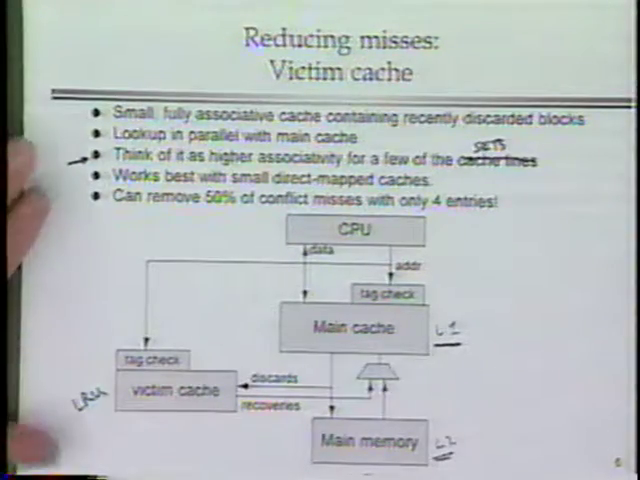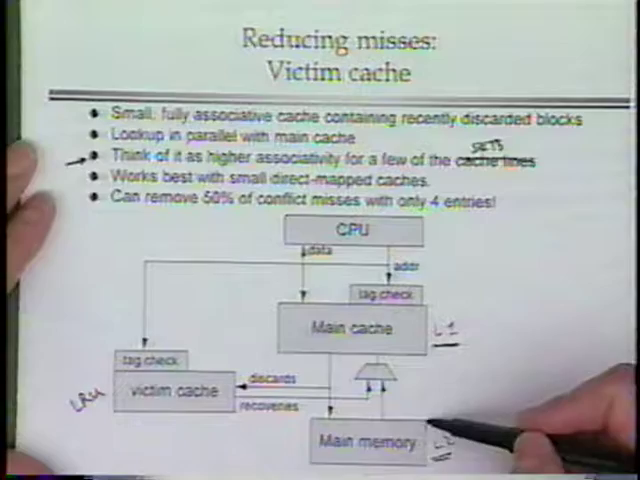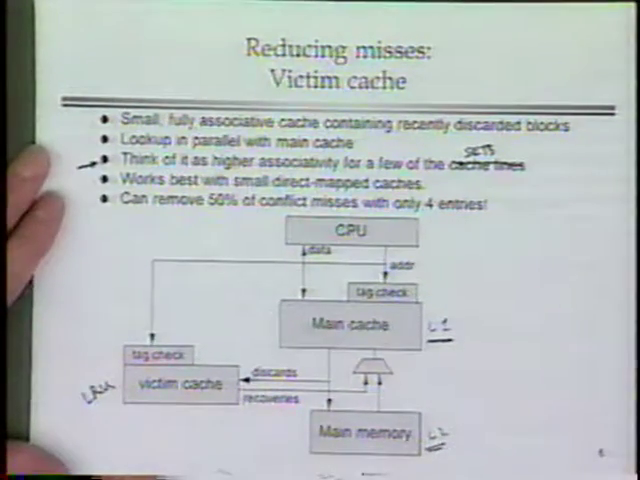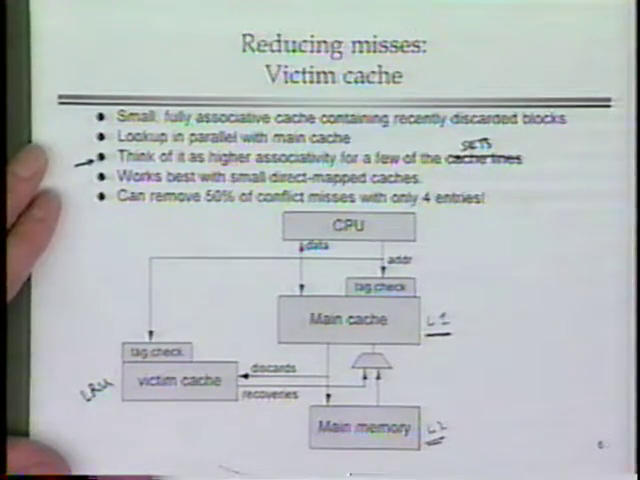They tend to be even slower. So it's often a big win. In fact, I'm not sure whether the 21164 has a victim cache or not. I think it does actually. We'll look at the detailed block diagram of that a little later. At least the 064.